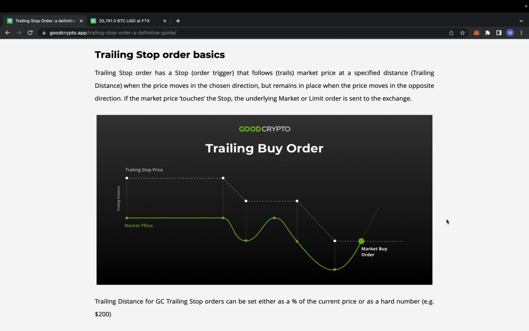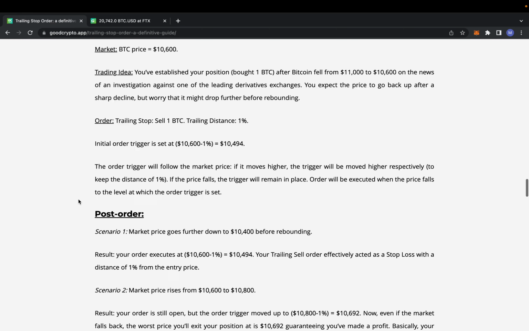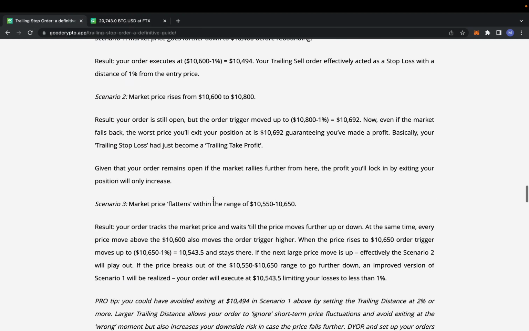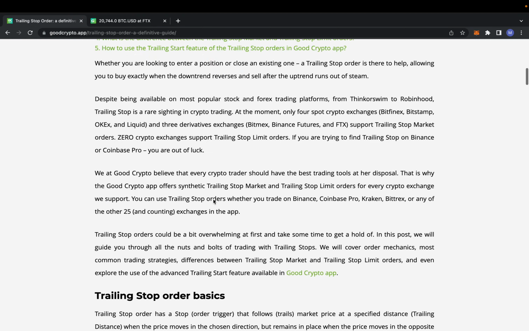Today we'll be looking at them before we actually look at the trading interface, as exemplified by Good Crypto. We'll be using some illustrations that they have in their article, which will also be very useful to you if you want to learn about trailing stop orders. It's on our website, goodcrypto.app, and just here at the very bottom of the site, you'll see Trailing Stop under trading strategies on each page. So basically, that's where you can learn more about them.